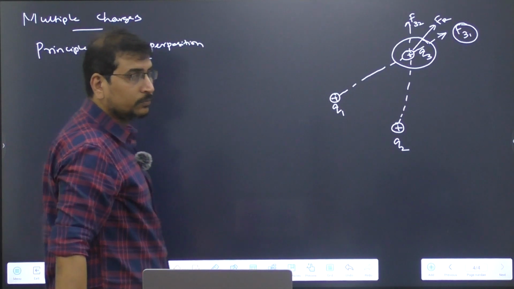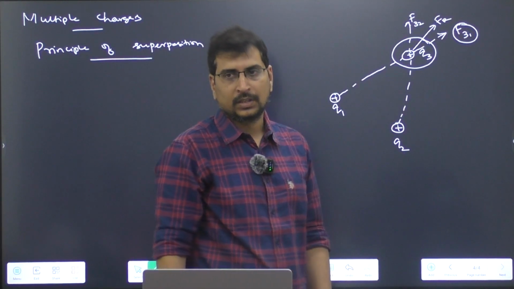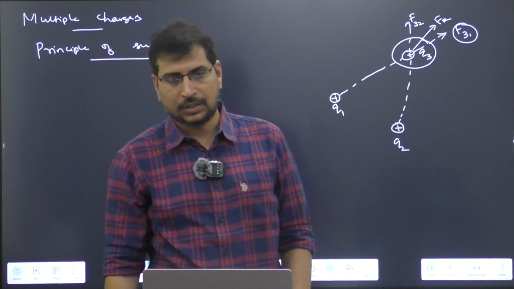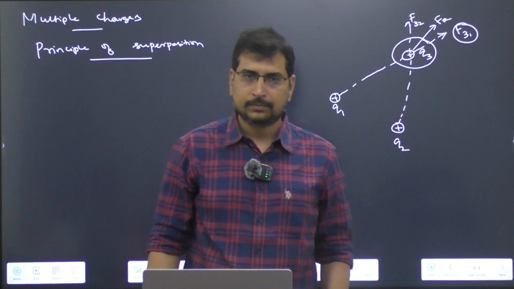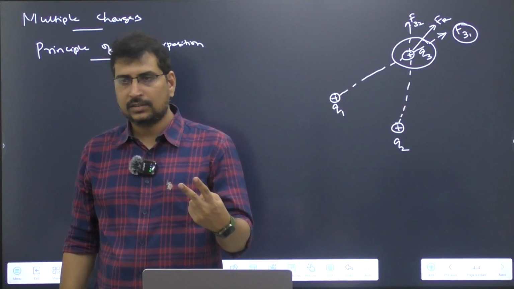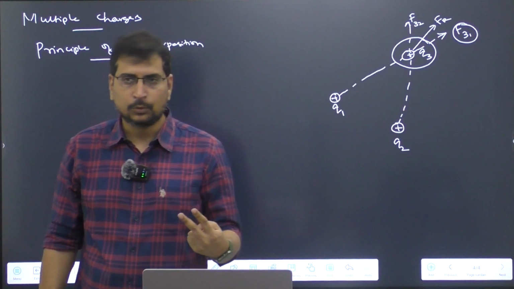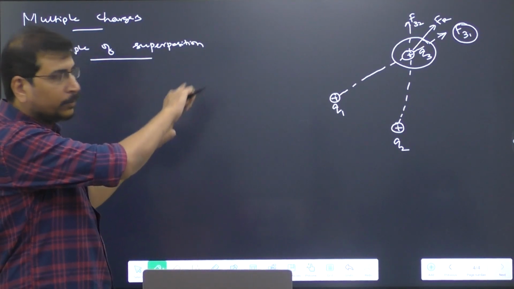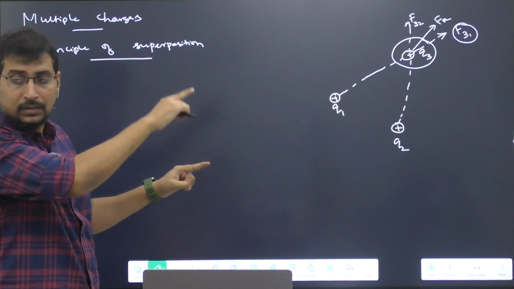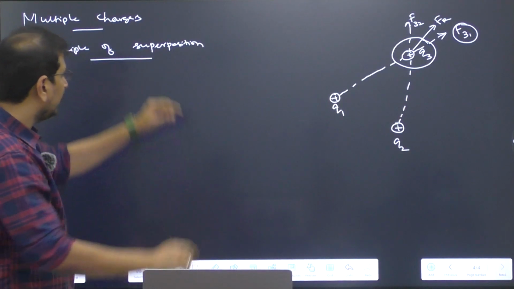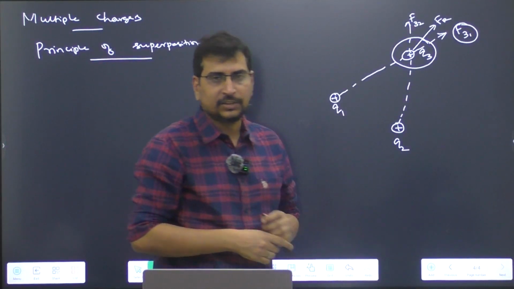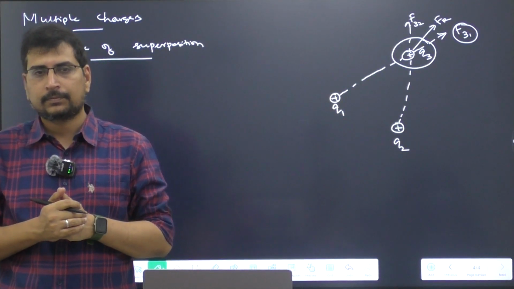When will you use it? When there is a system with more than 2 charges. If there is a system with only 1 charge, and I ask you what is the force experienced by the charge, will you be able to answer it? 2 charges minimum is needed for applying Coulomb's law. So if it crosses 2, what will you do? You will apply Coulomb's law between the individual charges and take the resultant. Right? So consolidating all this, if I need to give a statement to this principle of superposition, can you try it out?